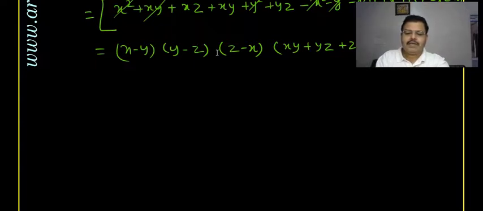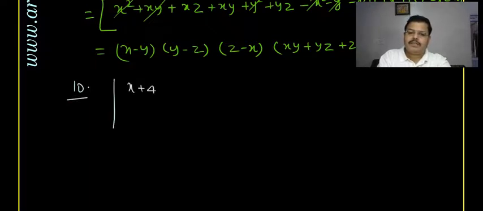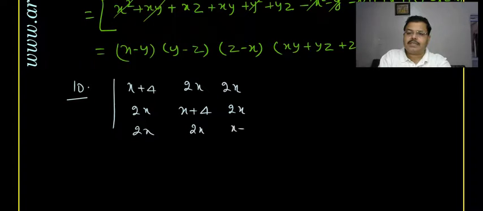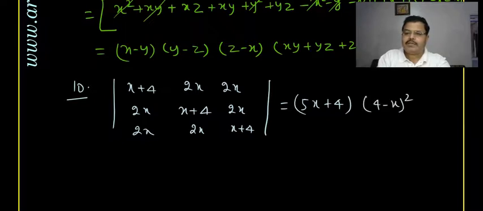That has been done, and now question number 10. The next question is question number 10: given the determinant with rows x plus 4, 2x, 2x; 2x, x plus 4, 2x; and 2x, 2x, x plus 4, that is equal to (5x plus 4) into (4 minus x) whole square.